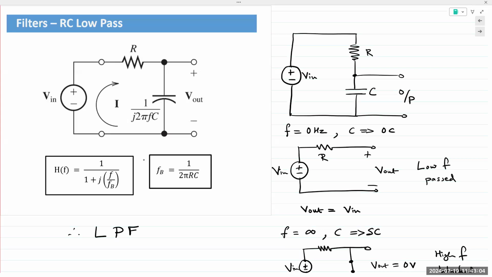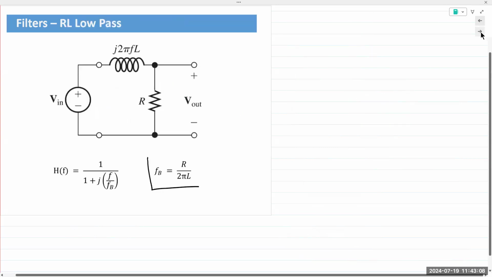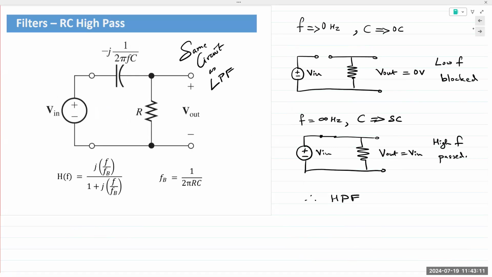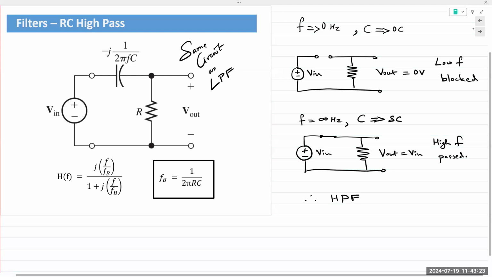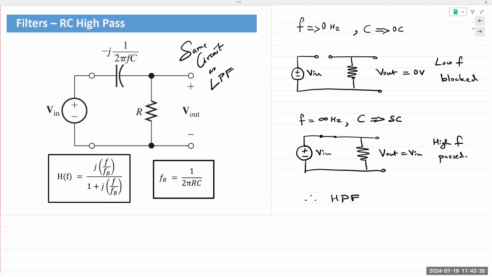And this is the exact same circuit. So when you change the output to be across the resistor, FB remains exactly the same, 1 over 2 pi RC, because the components haven't changed. The function has changed from low pass to high pass. So the high pass transfer function is listed here. Okay.